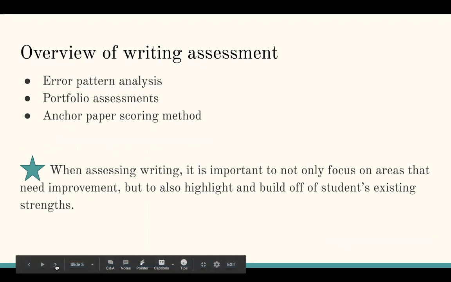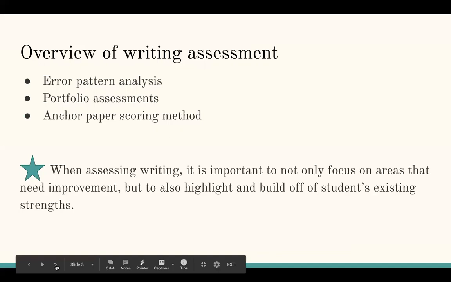The following are 3 types of writing assessments. An error pattern analysis is a systematic review of mistakes in students' written products. Error pattern analyses help to identify patterns and errors, therefore informing instruction and intervention moving forward. Teachers can analyze errors in passages written by students, errors in spelling, and handwriting errors.